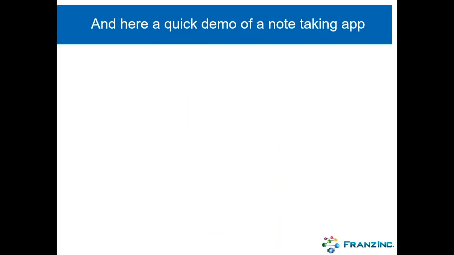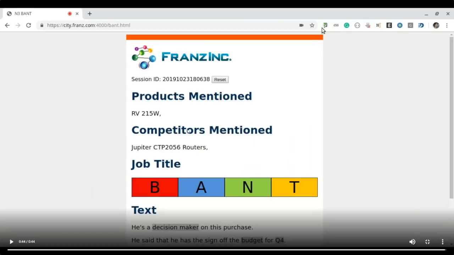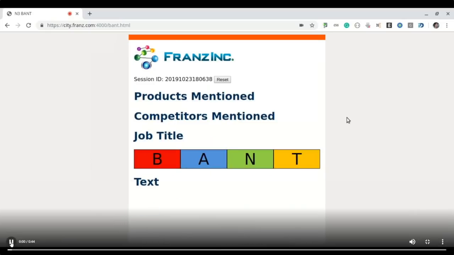Now, let me do a quick demo, and I don't know if it's going to work. I've never done it, but let's see if I can find it here. This is just a demo application, from the last time. It's a demo where we can see in the conversation whether certain products are mentioned, whether the competitors are mentioned, and whether the most important sales terms are mentioned. This is just a 1-minute demo.